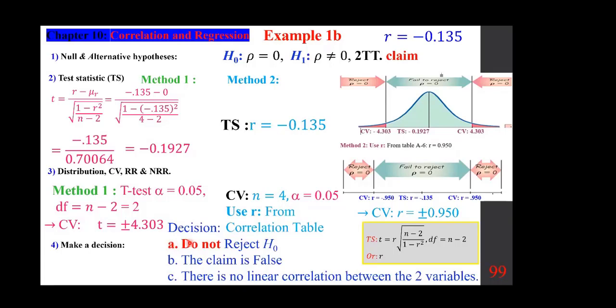So I want you to stick with part A only because this is what the calculation gives us. If we go back to the very first step, if we are not rejecting H0, that means we are rejecting H1, we are rejecting the claim, so the claim becomes false. Therefore, there is no linear correlation between the 2 variables. When we don't reject H0, there is no correlation.